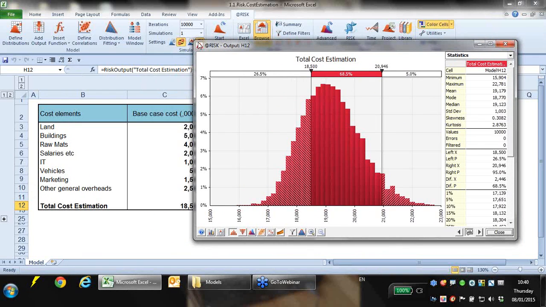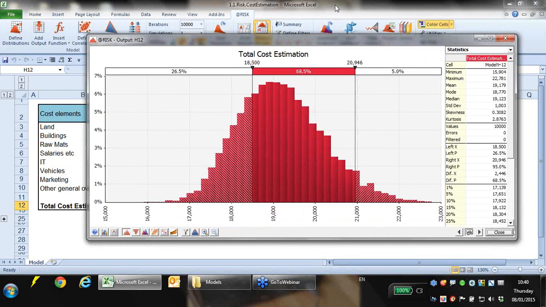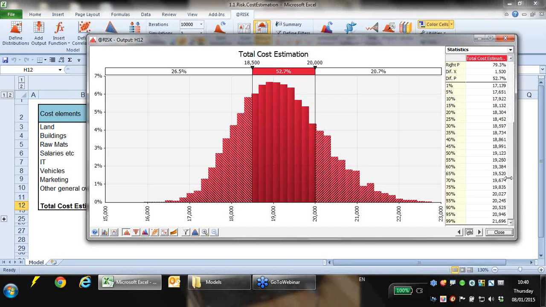Okay, we've got a 26.5% chance that we're going to come in under budget on this particular project. What's the probability we're going to be more than 20 million? Well, we've got a 1 in 5 chance roughly that this project is going to cost more than 20 million pounds or dollars or euros or whatever. This is the best case scenario. This is the worst case scenario up here, and we've got lots of different statistics along here which can be used to show different things, the percentile values, etc.